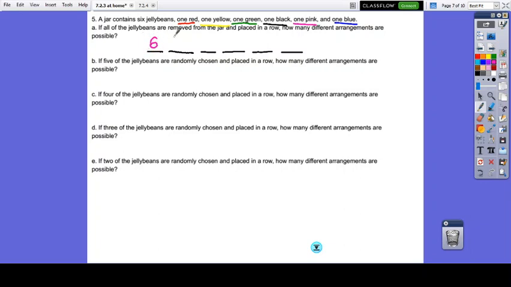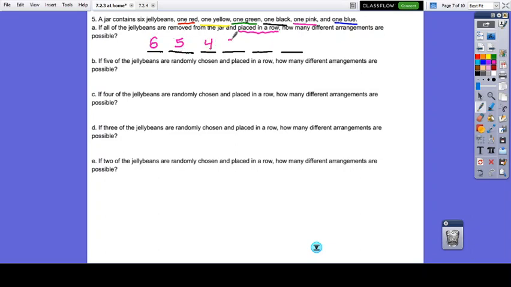Once I've chosen 1 and it says that you're placing them in a row, you need to read into this and understand there's not going to be a replacement. Once you put that one down, you're not picking it again. So now once you've picked this one, there's now only 5 jelly beans left, and so therefore there's 5 possibilities for this next one. We don't know which one we picked, but we know that there's one less, so this is just telling us that.